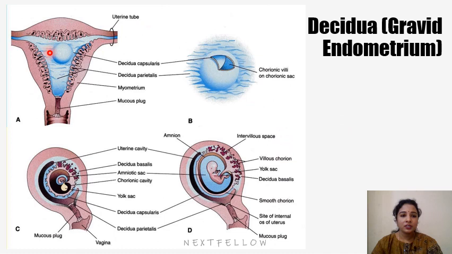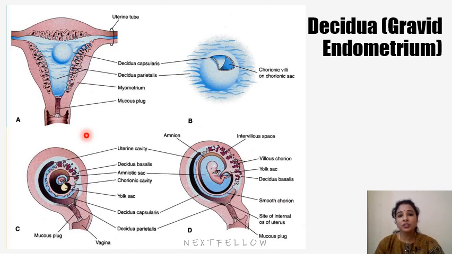So here we can see the interstitial implantation. This is decidua capsularis, which is covering it. Rest of it is decidua basalis, the site of implantation, and the rest of it is decidua parietalis. So after implantation, the functional layer of the endometrium is termed as decidua. That you have to note down.